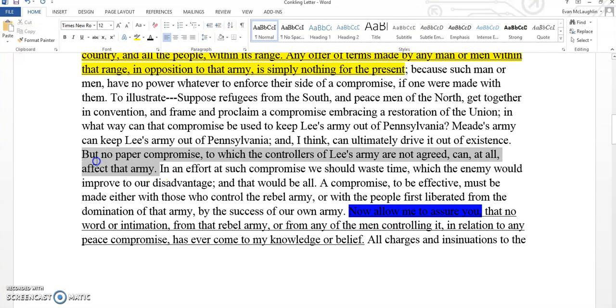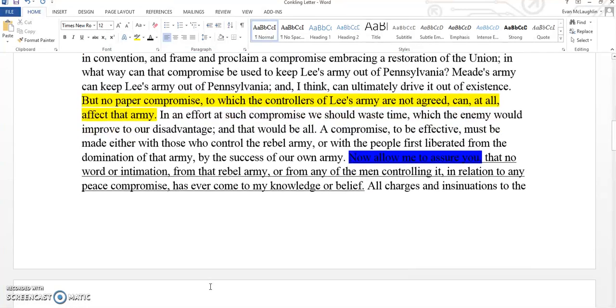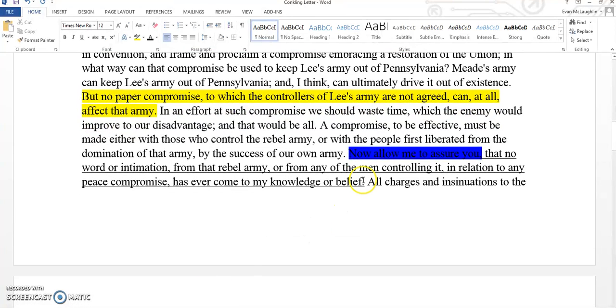And you see Lincoln say that right here when he says, but no paper compromise to which the controllers of Lee's army are not agreed can at all affect the army. He even calls compromise a waste of time. So here we see Lincoln using prolepsis to say, look, for those of you who are in favor of compromise, it's really not possible.